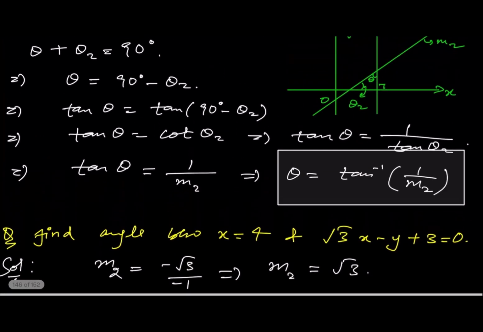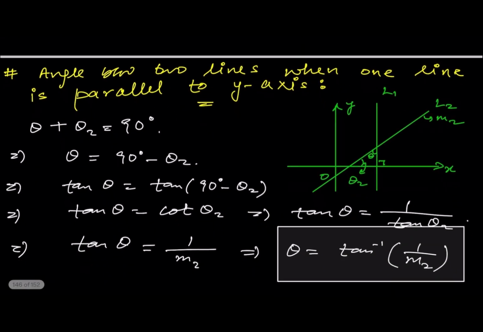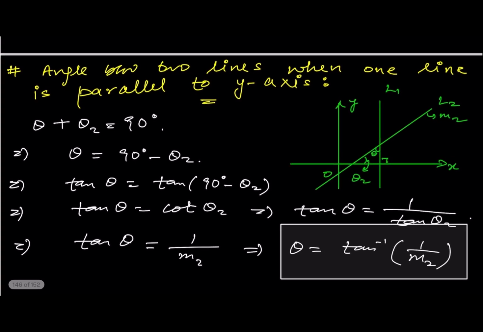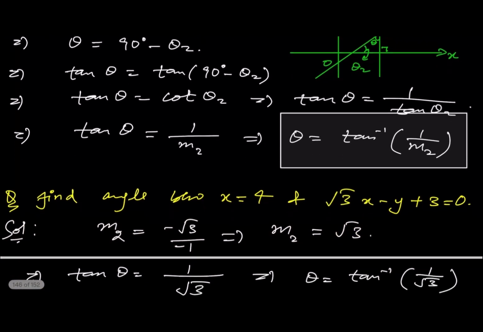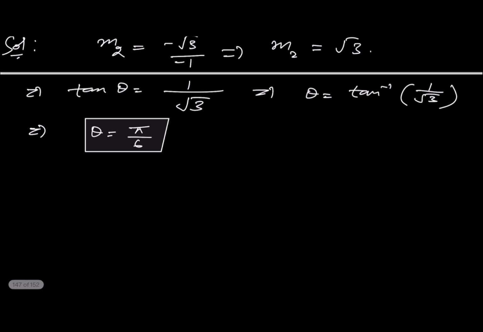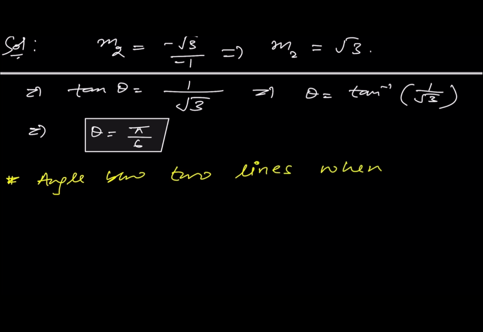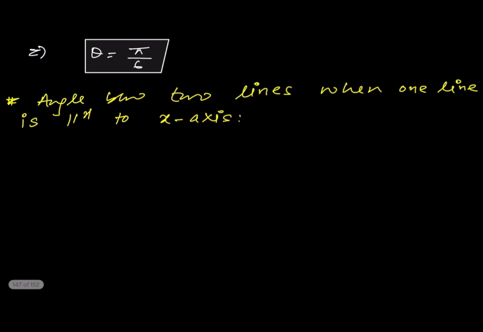Now, what we have seen is the angle between two lines when one line is parallel to the y-axis. Now, come to the next condition: angle between two lines when one line is parallel to the x-axis. Okay. So first of all, draw the figure.